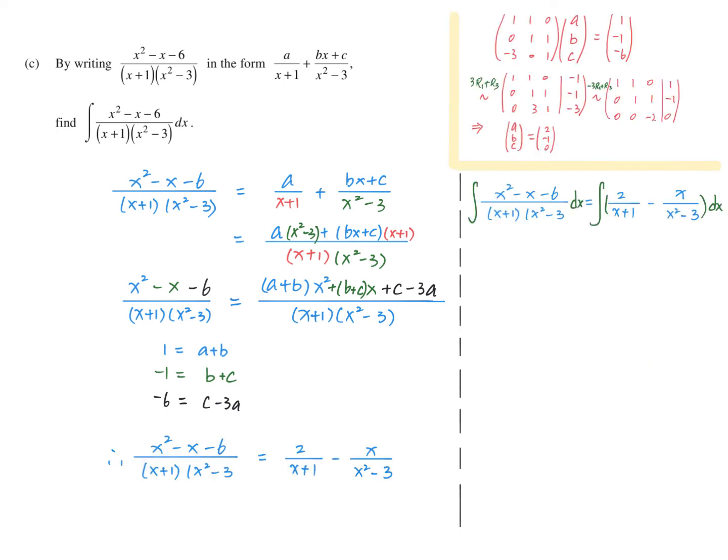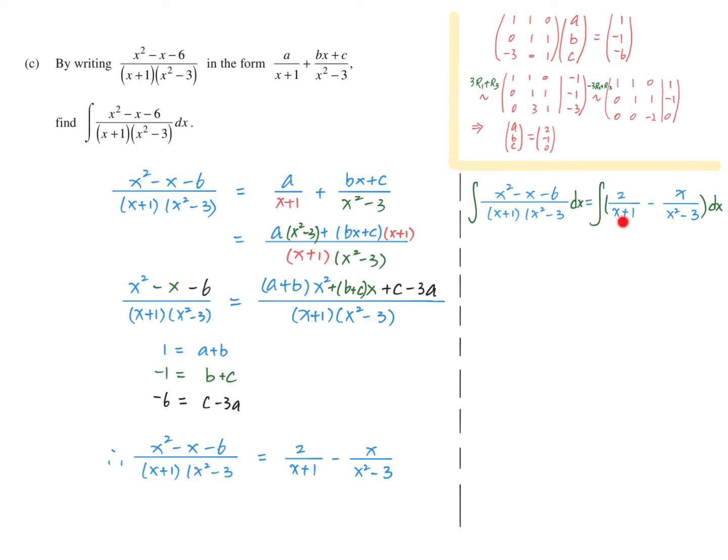Now we can conclude that this rational polynomial should be equal to 2 over x plus 1 minus x over x squared minus 3. The question asks to do the integration of this rational polynomial, and by equivalence, we can do the integration of the right-hand side. So the integration is actually equal to the integration of the difference of these two rational polynomials.